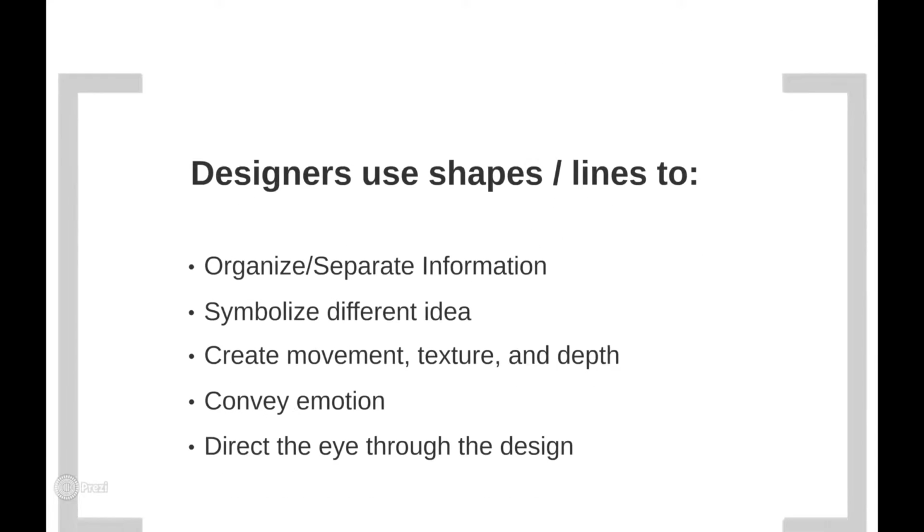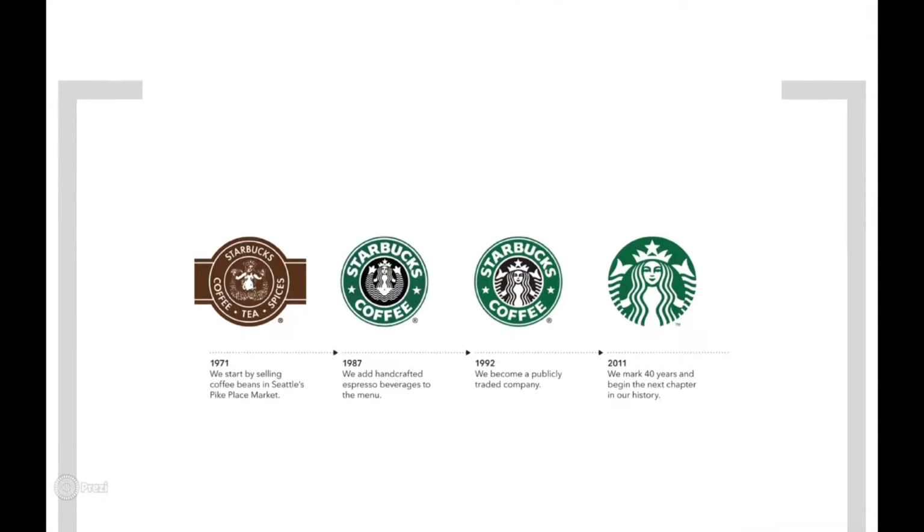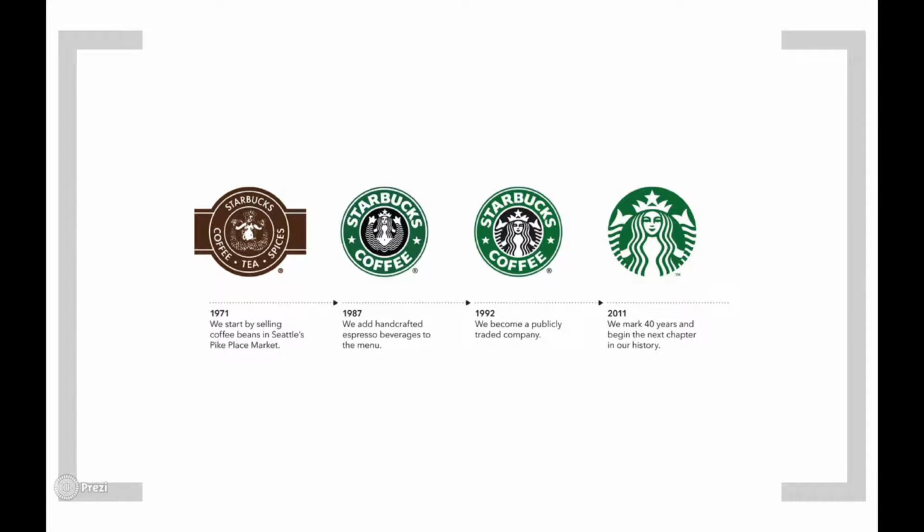Artists and designers tend to use shape and line to organize or separate information, symbolize different ideas, create movement, texture, and depth, convey emotions, and direct the eye through the design. Before I introduce the meaning of shapes, I want to talk about the relationship between companies' logos and interactivity.